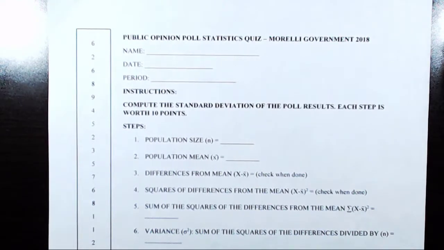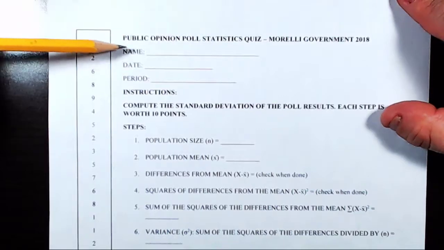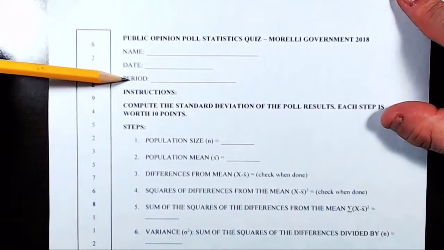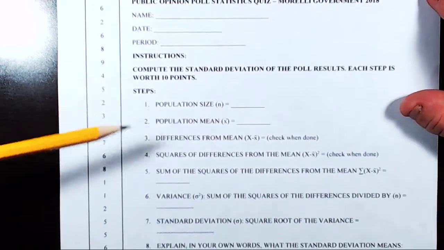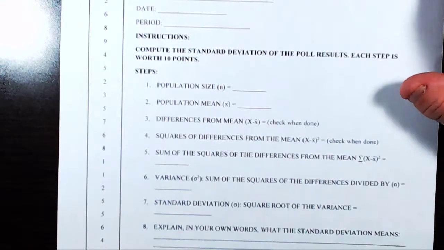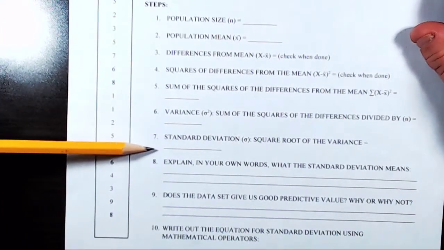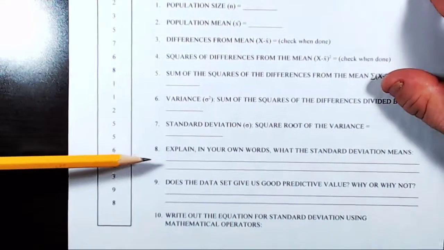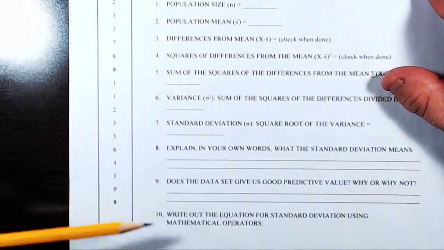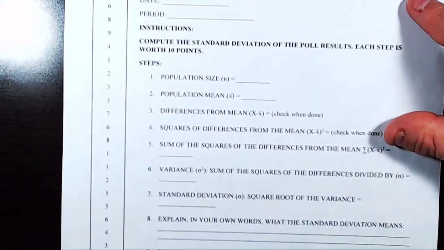So for the purposes of this tutorial, we'll skip name, date, and period, and we'll just begin looking at this series of steps. This is a series of 7 steps to compute the standard deviation, and then numbers 8, 9, and 10 are explanatory questions.